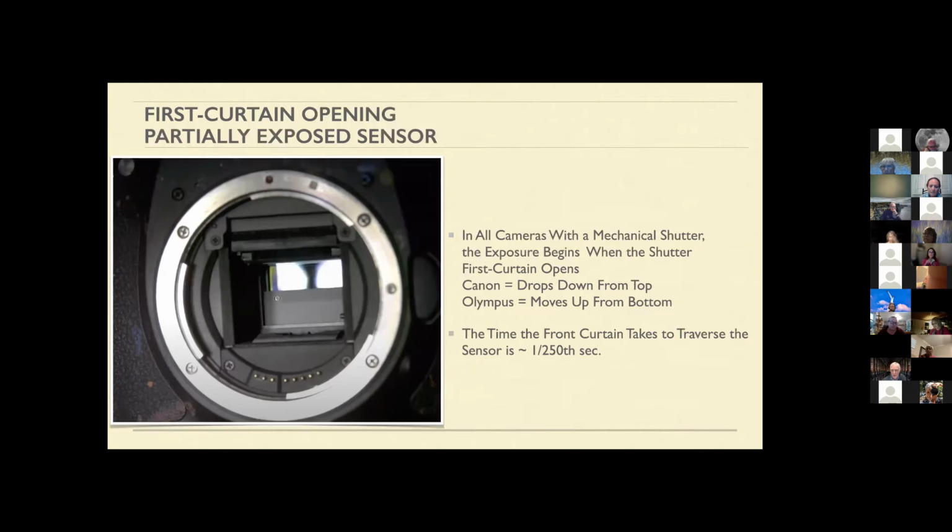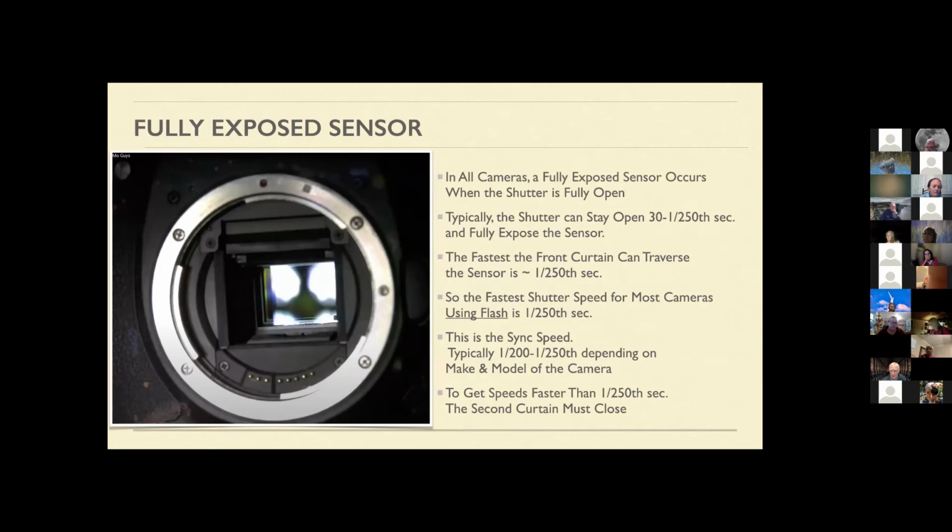So in this case, we're seeing a partially exposed sensor. In this one, we have the fully exposed sensor. Now, the sensor is fully exposed when the shutter is fully open. And the shutter in a normal camera can stay open, if we're not on bulb, from about 30 seconds to 1/250th of a second. And during that time, the so-called sensor is fully exposed.